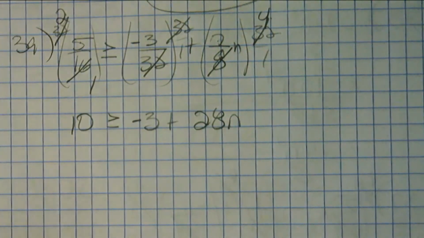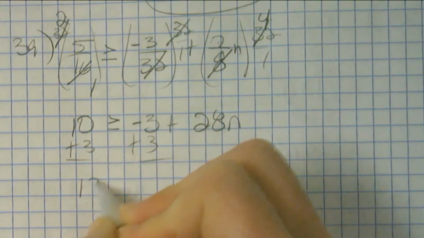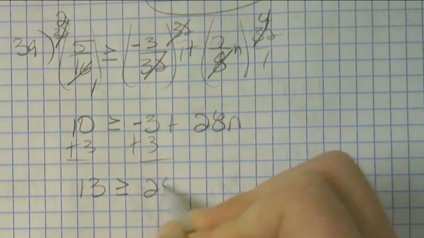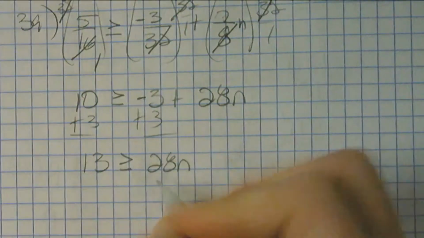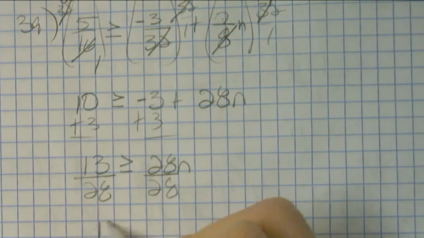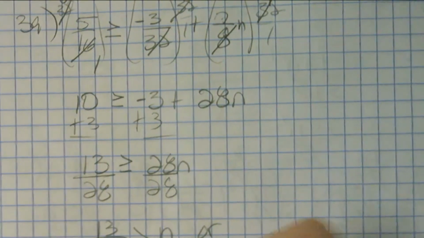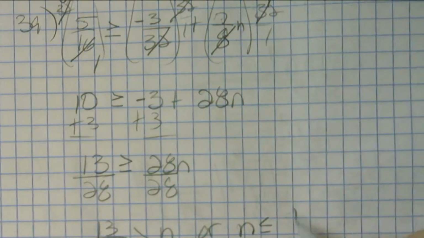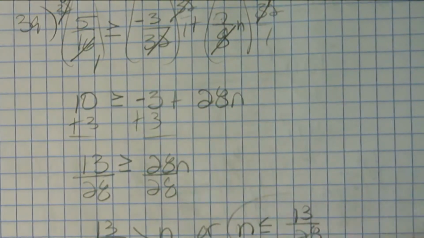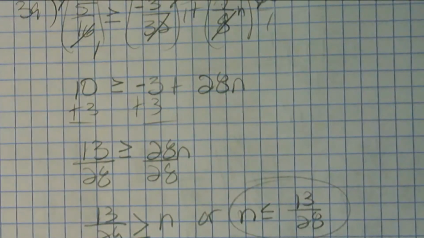All right, now I'm just going to go ahead and solve this. I'm going to add 3 to both sides, and I get 13 is greater than or equal to 28n. I'm going to divide each side by 28, and I have 13 over 28 is greater than or equal to n, or n is less than or equal to 13/28. Does that help you? Awesome.